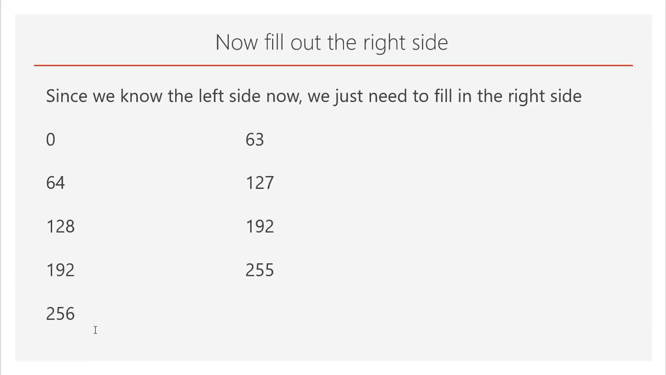Then if I subtract 1 and move it to the right, so 256 minus 1 is 255, 192 minus 1, this should be 191. I gotta quit smoking crack. And then 128 minus 1 is 127.